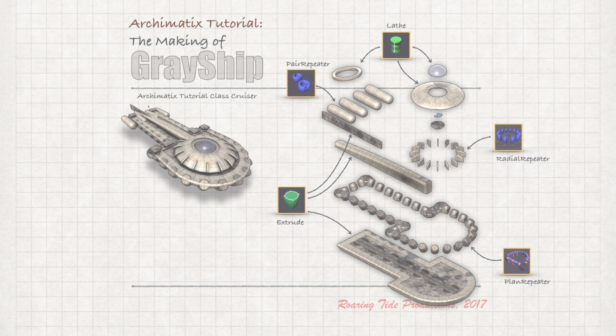Looking at the exploded diagram of the ship, we can see that various nodes are best used to make various parts. We use the extrude node to make the deck of the ship and the long spine-like elements that run the length of the ship. Plan repeater is used to distribute cylinders around the basic plan shape of the hull, and radial repeater is used to distribute structural elements around the saucer part of the ship. The saucer itself is made with a lathe, and pair repeater is used to distribute the propulsion units, which are really cylinders, in the rear of the ship.